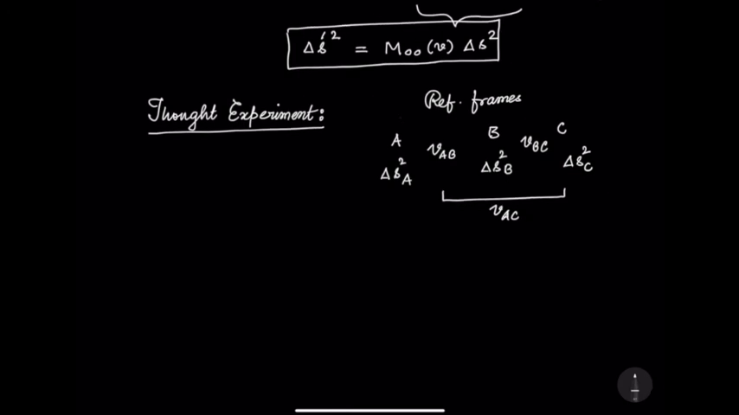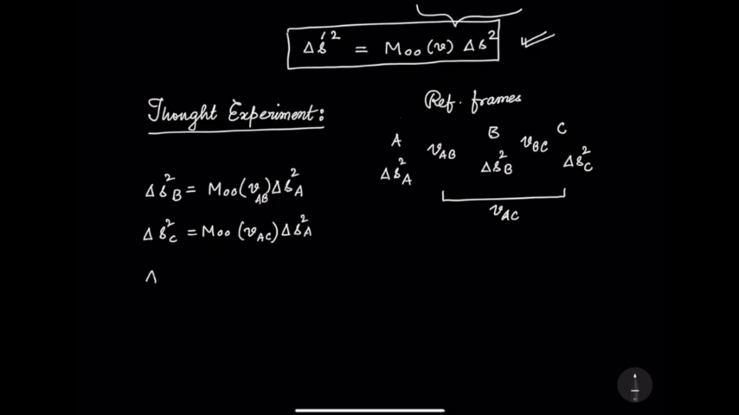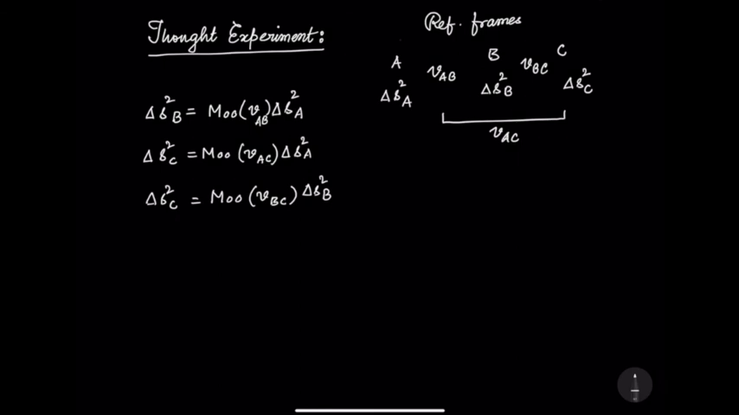Okay, so let's now use this to write down delta S square B in terms of delta S square A. Well, you know how to do it. It will be M00, a function of VAB. Similarly, I can write delta S square C in terms of delta S square A, and this time the M00 will be a function of VAC. I can also write delta S square C in terms of delta S square B, and that will be a function of VBC. Right? All these three should be true given whatever you have seen so far.